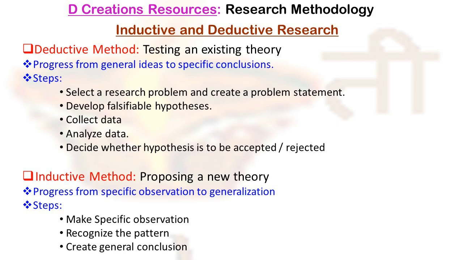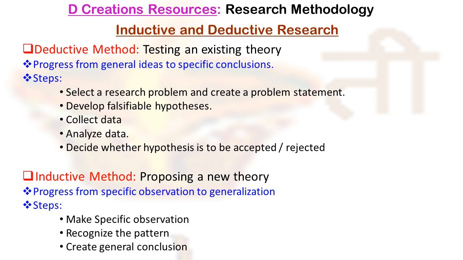So in case of deductive reasoning, the steps that you take is you will have an existing theory, then you will formulate hypotheses based on it, then you will collect data, you will analyze the data, and then you will see whether the hypothesis is to be accepted or rejected, right? So let me give you an example.